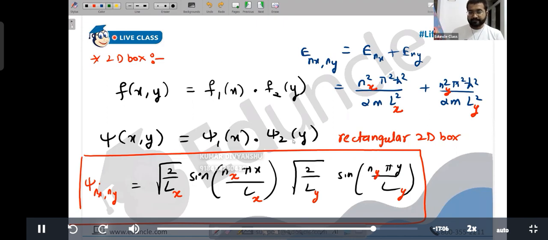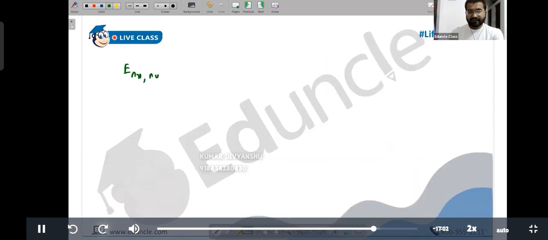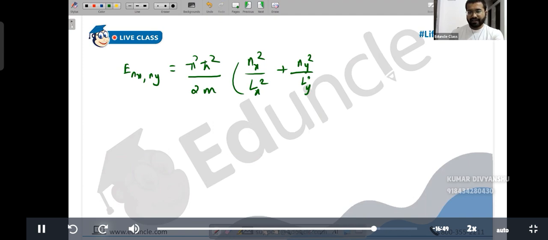Let me know if you're writing. You can also take common in the energy. So what is energy E nx, ny? I can take pi square h bar square upon 2m common. I'll be left with nx square upon Lx square plus ny square upon Ly square.